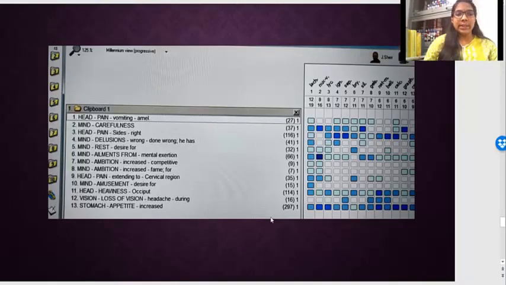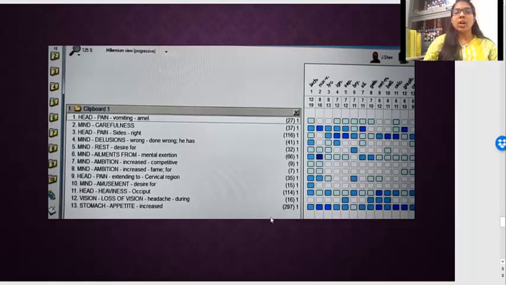So when we repertorize it, we have the rubrics as head pain, vomiting, amelioration, mind carefulness, head pain right-sided, mind delusion wrong done he has, mind rest desire for, mind ailments from mental exertion, mind ambition increased competitive, mind ambition increased fame for, head pain extending to the cervical region, mind amusement desire for, head heaviness occipital, vision loss of vision headache during, stomach appetite increased.